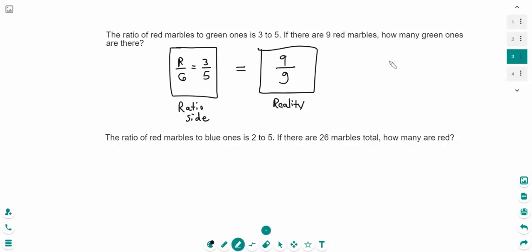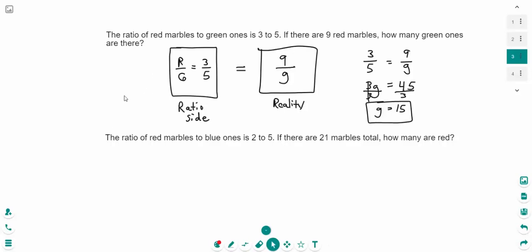Okay, so maybe if I just rewrite this over here without my boxes, I have 3/5 is the ratio equals 9 over g, and that is my proportion. Remember, two ratios on either side of an equal sign. We can cross multiply. 3 times g is 3g. 5 times 9 is 45. We can solve for g by dividing by 3 on both sides, and we end up with g is equal to 15. All right, so there are 15 green marbles. All right, so that is just a review problem.